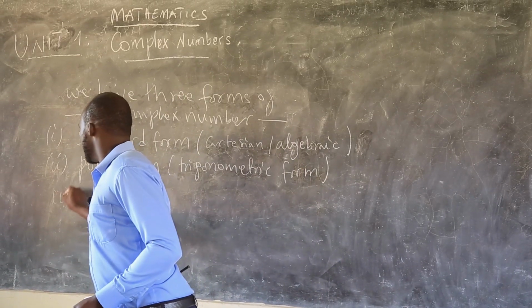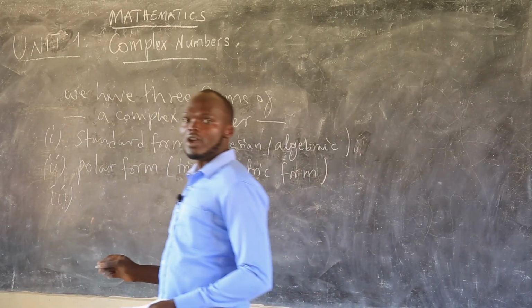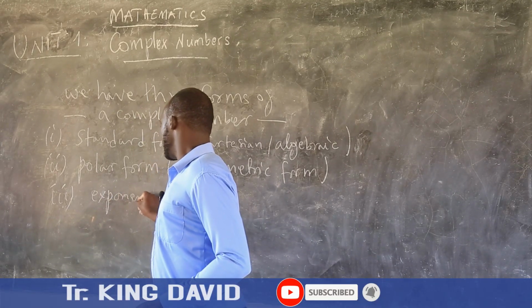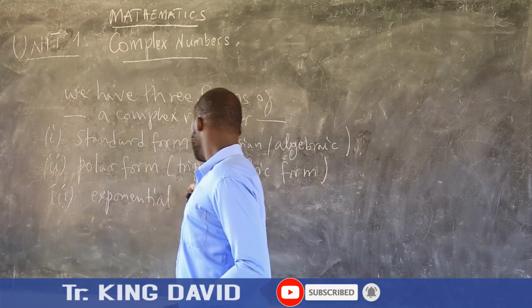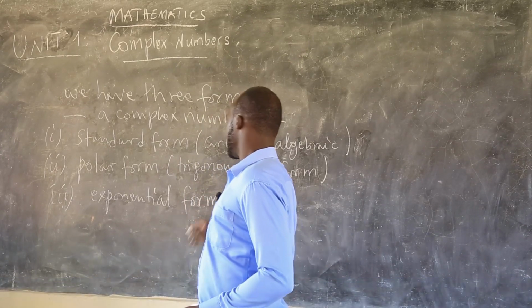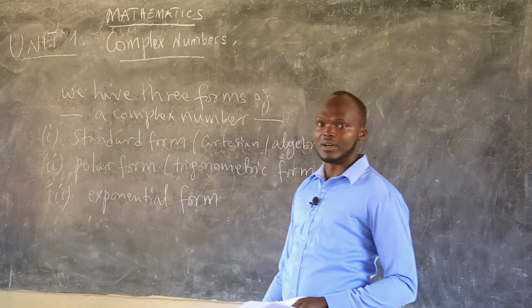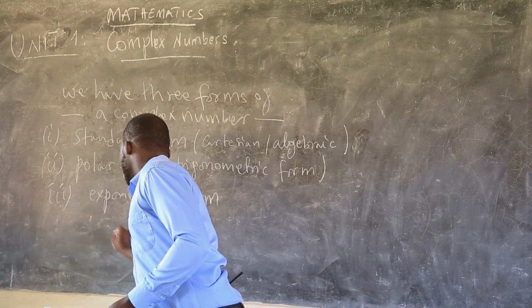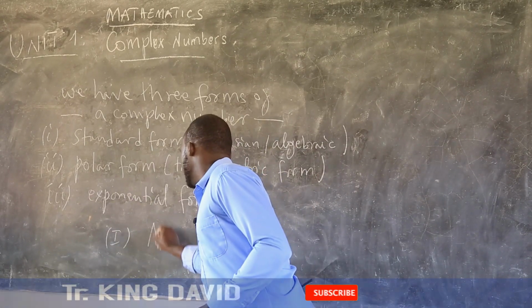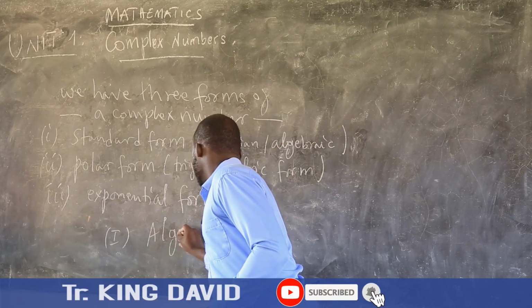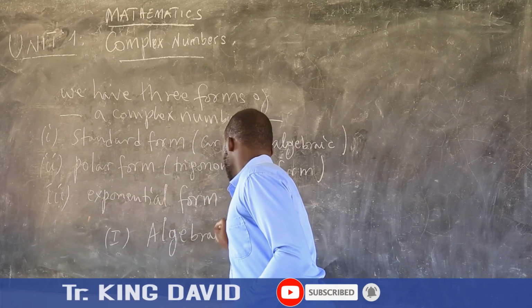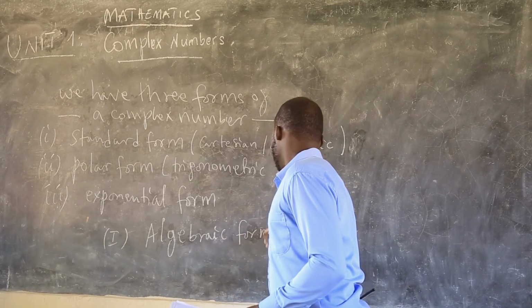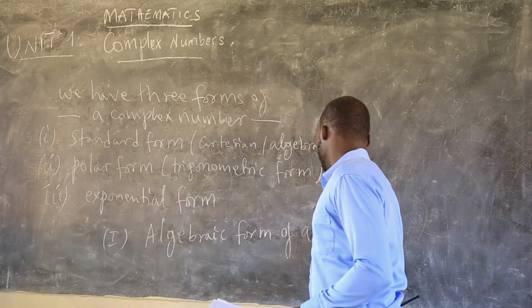So the number 3, we have exponential form. Exponential form of a complex number. So we're going to start with number 1, which is algebraic form of a complex number.